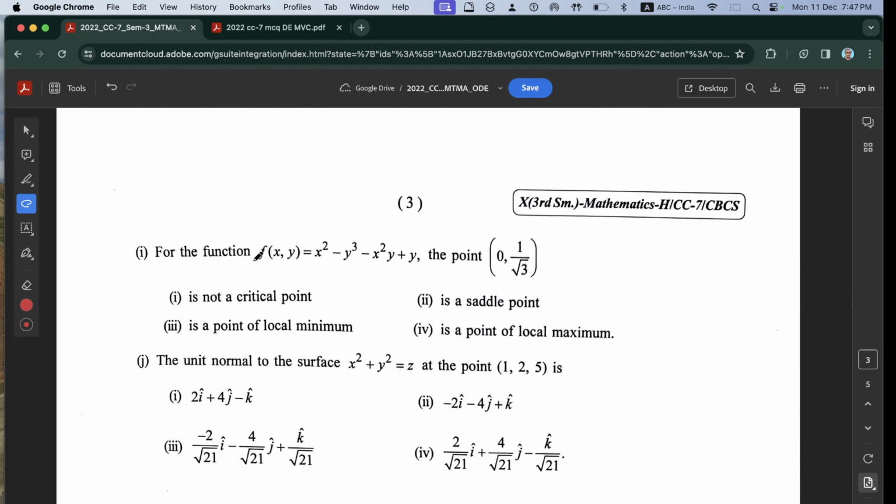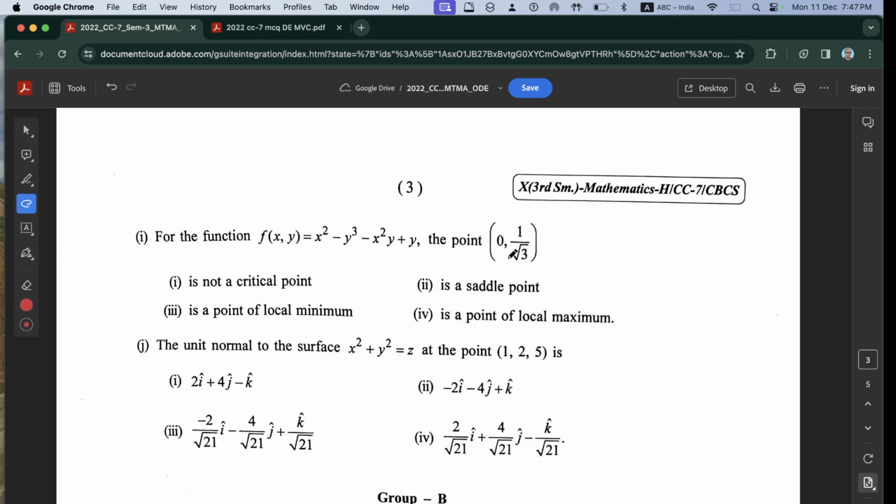Question I. For the function f(x, y) = x² − y³ − x²y + y, the point (0, 1/√3) is: not a critical point, a saddle point, a point of local minimum, or a point of local maximum.